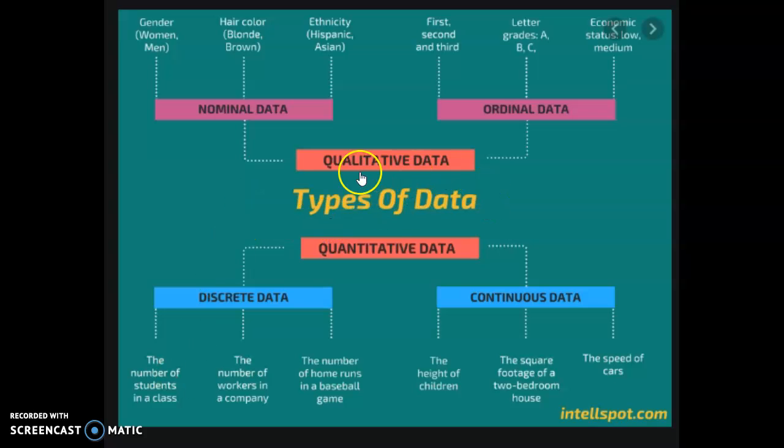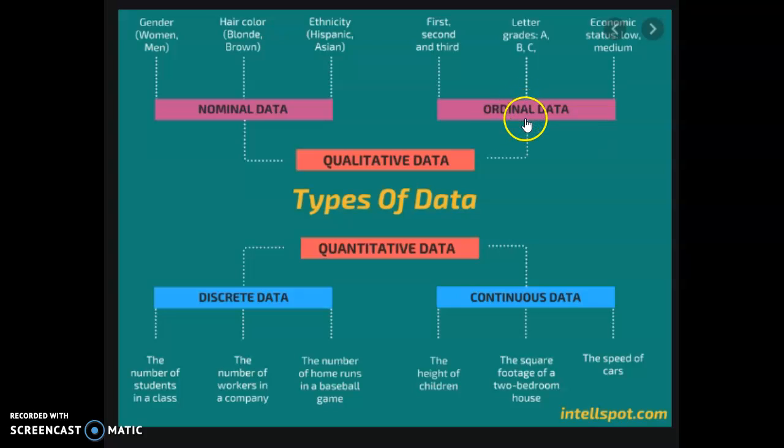So the first thing to know with types of data is that there's a type of hierarchy in terms of the amount of information you're given and the type of statistical things you can do with it. So the lowest level is nominal data. And these would be just categories: hair color, ethnicity, color of your car, the mood that you're in today.